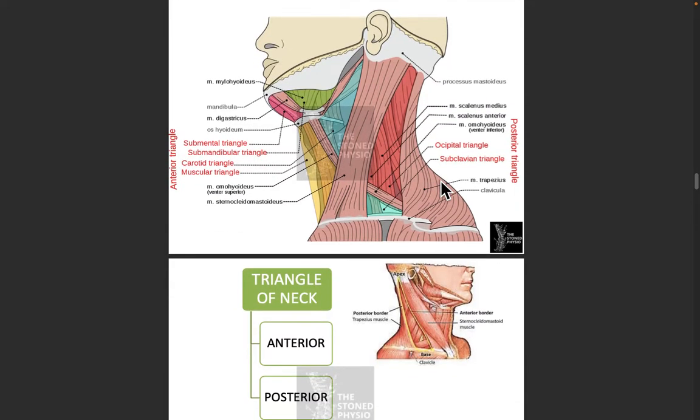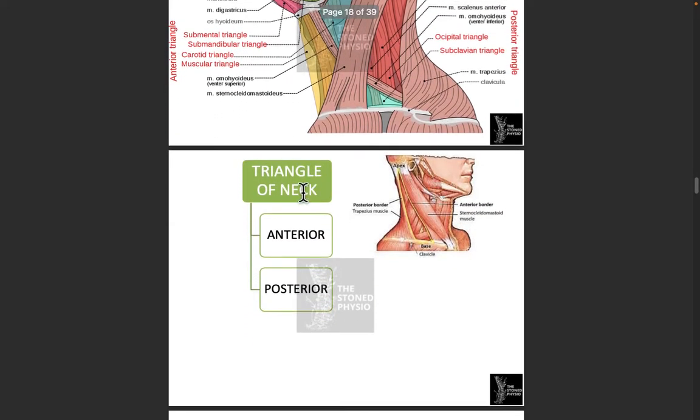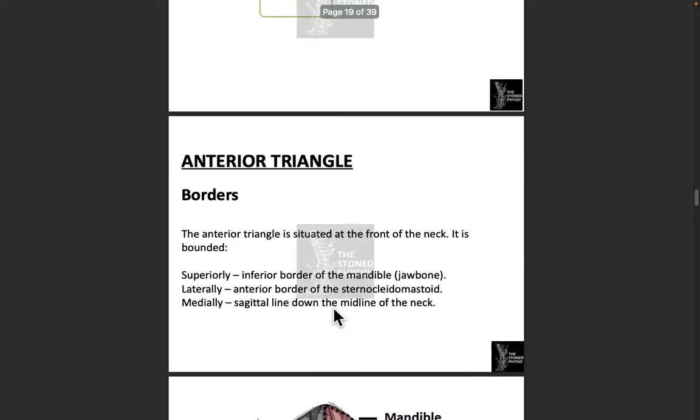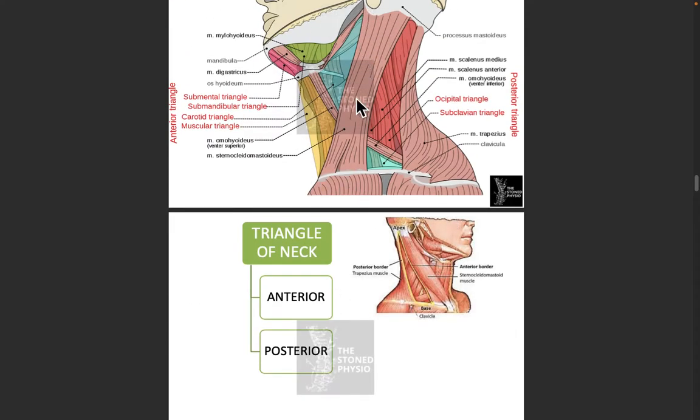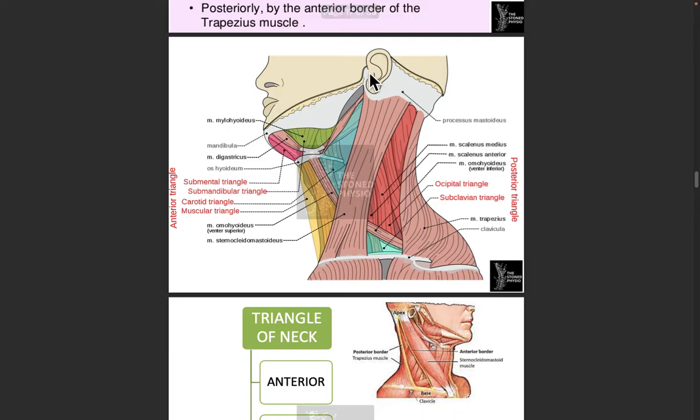Okay, so now we have the anterior and the posterior triangle. First of all, we will start with the anterior triangle. We will see which structures make the borders of the anterior triangle. Apart from that, we will have a look at the sub triangles of the anterior triangle.